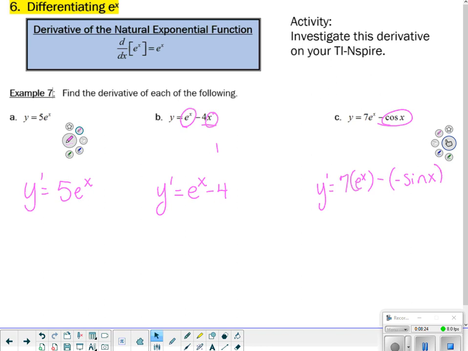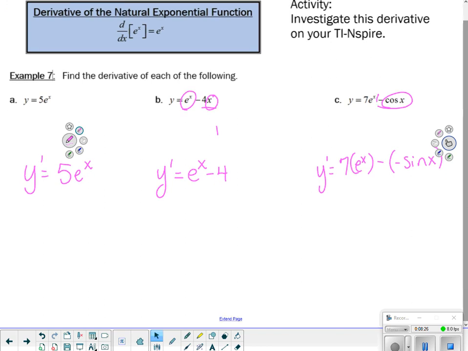Now notice how I put this in parentheses, because we have an extra negative already placed into our function. This becomes plus sine x, correct? Be very careful when you get into these negatives. So just take it slow, right? Don't try to do everything so fast.